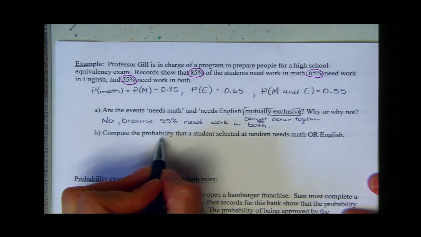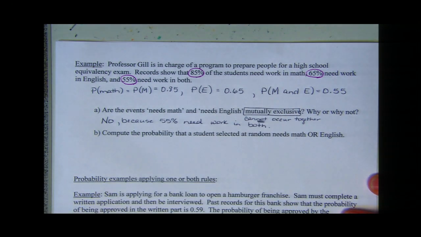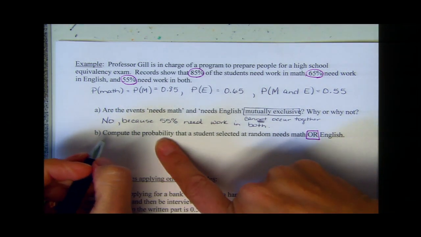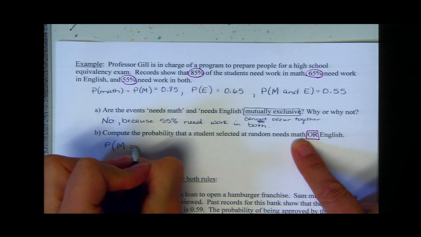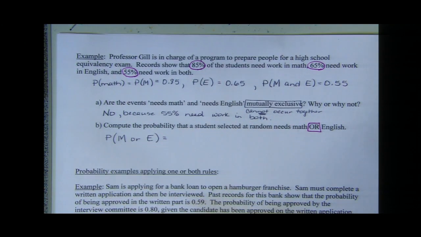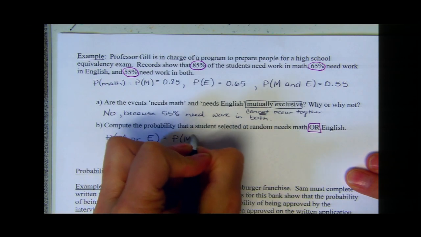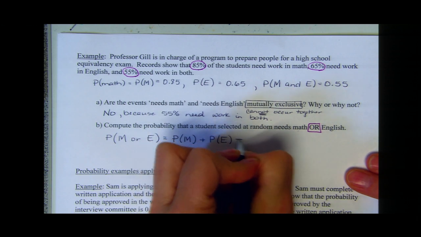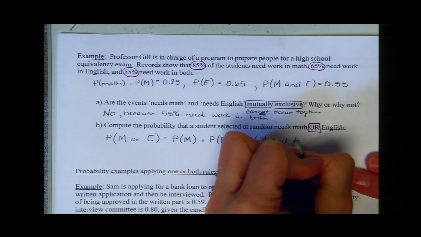So it says compute the probability that a student selected at random needs math or English. Okay, we have this word or here. So we're looking for the probability of math or English. So now I know what it's asking, so now I can apply my addition rule. So this would be the probability of math plus the probability of English minus the probability of math and English.